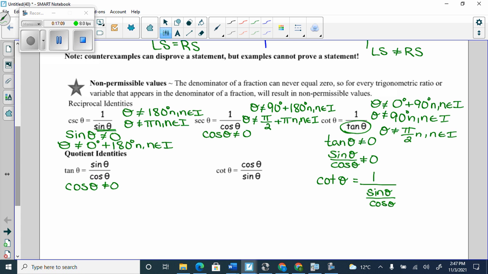So this follows the same restrictions as secant, technically, which would be wherever cos is 0, I can't be. So 90 degrees plus 180 degrees n, n an integer, or pi over 2 plus pi n, n an integer.